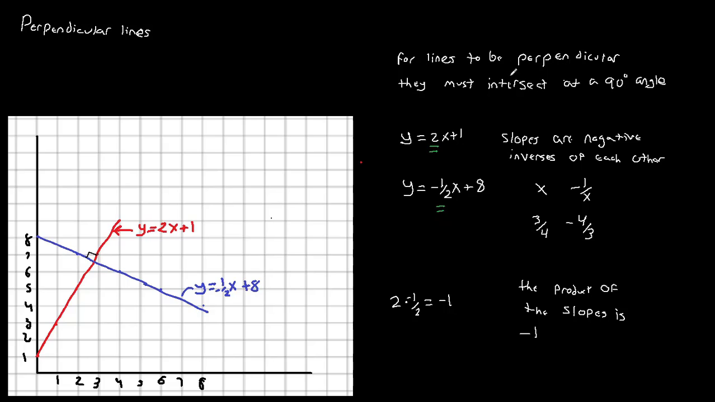So all three of these things indicate that these lines would be perpendicular. The first is if you're told that they intersect at 90 degrees, which we would see by this little square here. The second is if the slopes are negative inverses of each other, right? 2 is the negative inverse of negative 1/2. Or if the product of the slopes is negative 1. So if you actually multiply the two slopes together and you get negative 1.